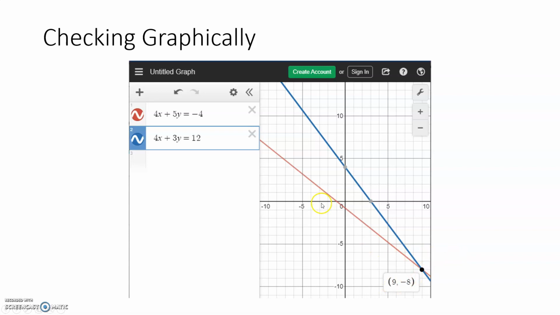9, negative 8. So what I'm hoping you gathered through all of this is that we now have three different methods: graphing, substitution, and elimination, three different ways to solve systems of linear equations.